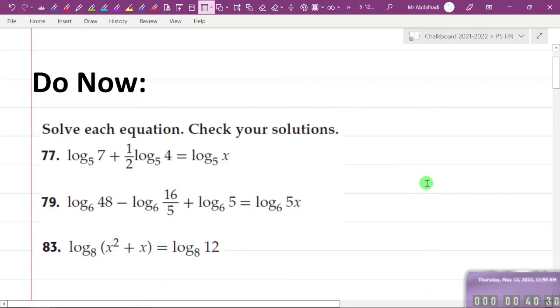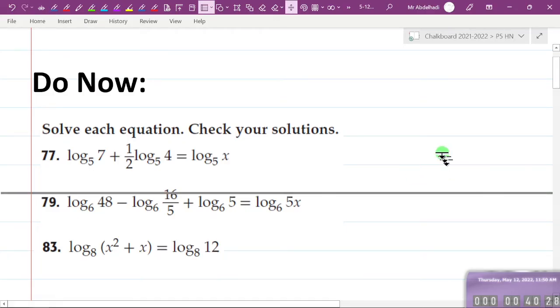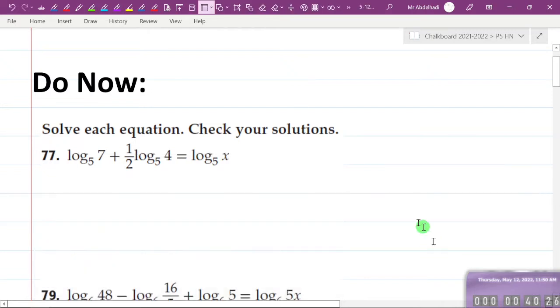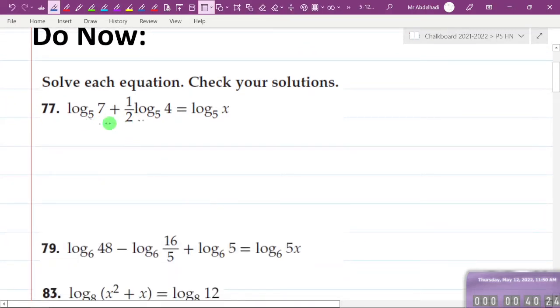Okay, let's take a look at the do now. They have equations to solve here with logarithms, and the first one has 2 logs on the left, 1 log on the right. What we'll do here is combine the 2 logs on the left so that later we can drop the logs. The thing is, we can't combine the 2 logs because this 1/2 here is stopping us from doing that. So we need to get rid of this 1/2.